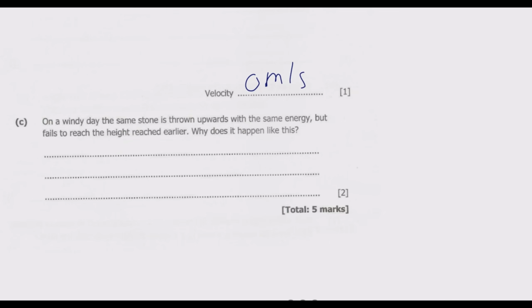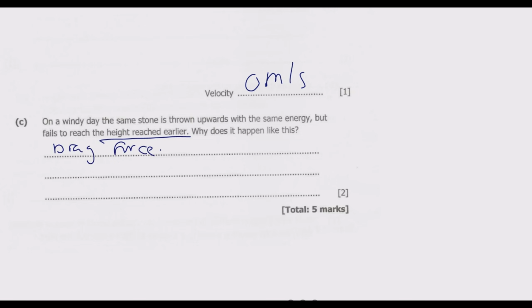C. On a windy day, the same stone is thrown upwards with the same energy, but fails to reach the height it reached earlier. Why does it happen like this? So the question is, why is it failing to reach the height reached earlier? The key answer there is because of the drag force.